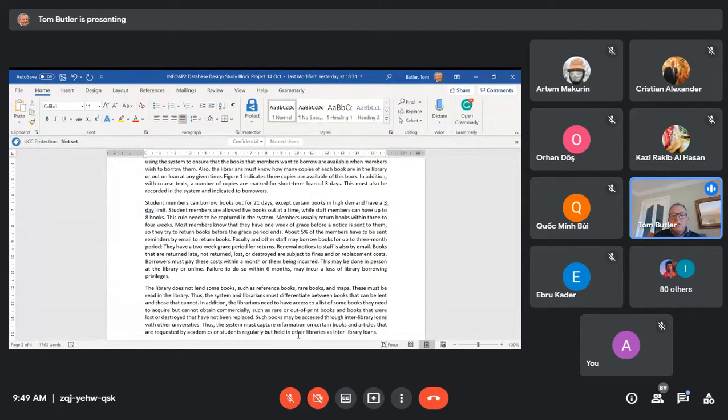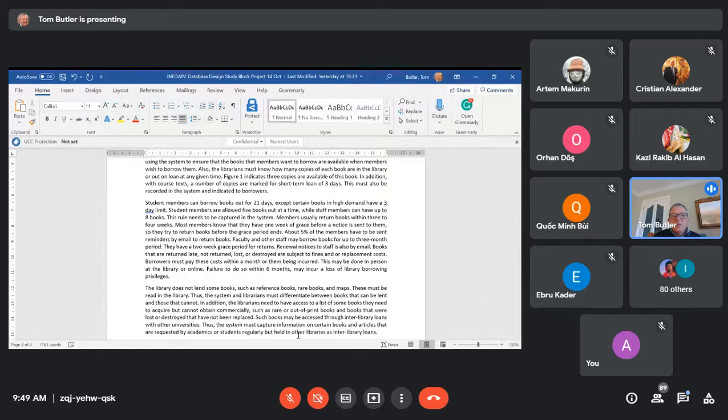Okay, books in high demand have a 3-day limit. So certain books, high demand books, which is another attribute, okay, have a 3-day limit. But again, that's for the system to decide as to whether a 3-day book is overdue or not. You don't need to record that in the database.